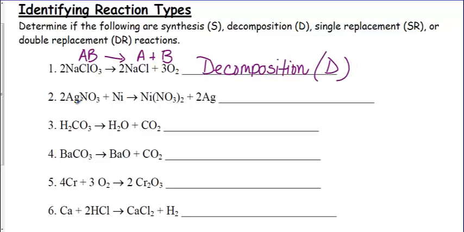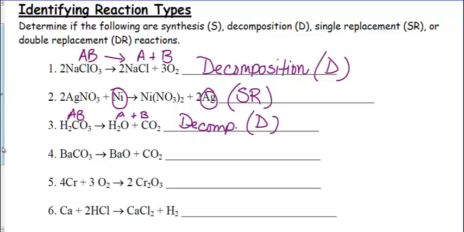Okay, let's look at the next one. We have silver nitrate and nickel. So now I see something alone, and I see something different alone on the right-hand side. So I'm automatically going to say to myself, one single thing is changing places with something else. So this is going to be single replacement. Number 3, we have an AB here. We have one compound on the left, and I see 2 new products on the right-hand side. So this is going to be decomp.